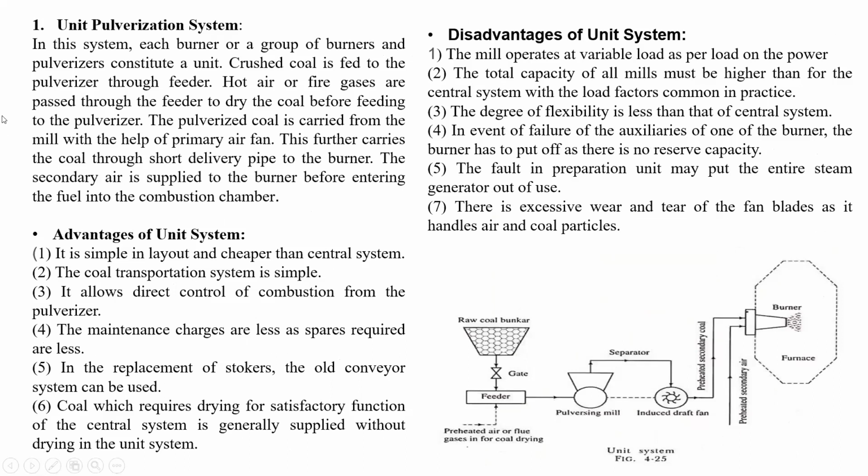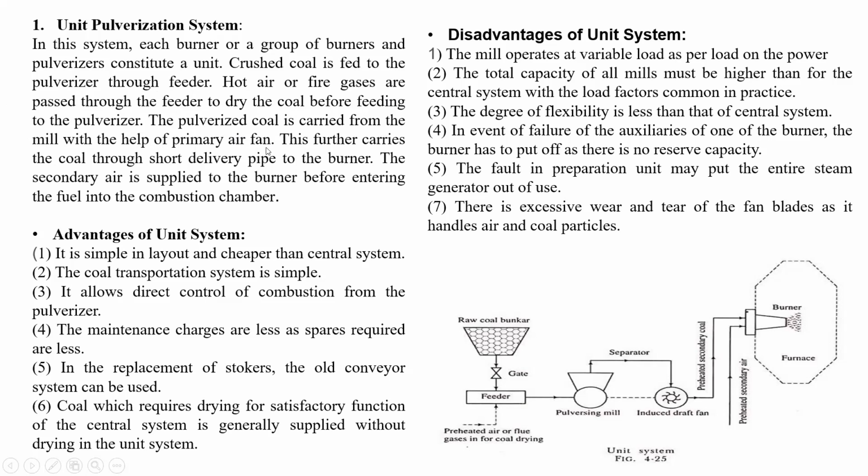The unit pulverization system is for each burner or group of burners. In this system, each burner or group of burners and a pulverizer constitute a unit. Crushed coal is fed to the pulverizer through the feeder. Hot air or flue gases are passed through the feeder to dry the coal before feeding to the pulverizer. The pulverized coal is then carried from the mill with the help of the primary air fan we have studied initially.